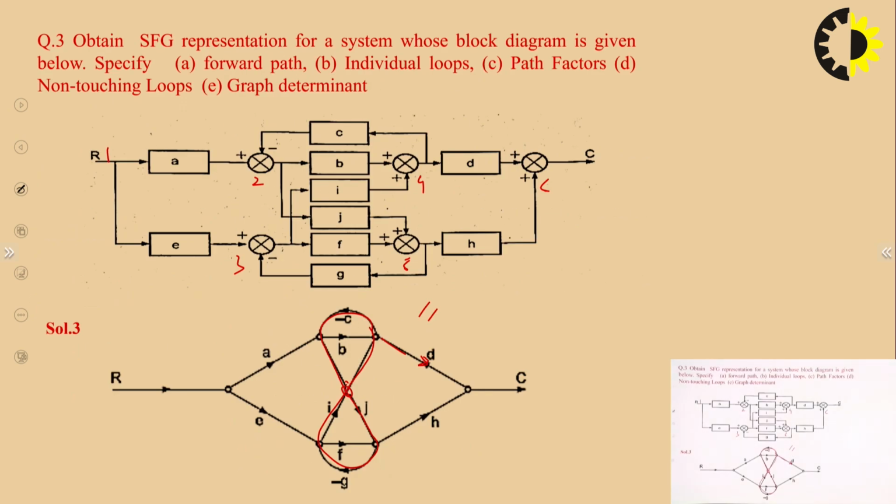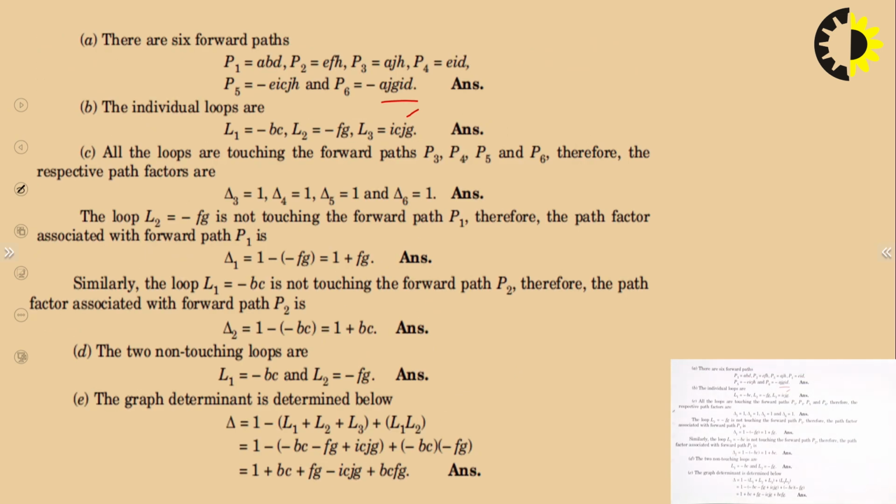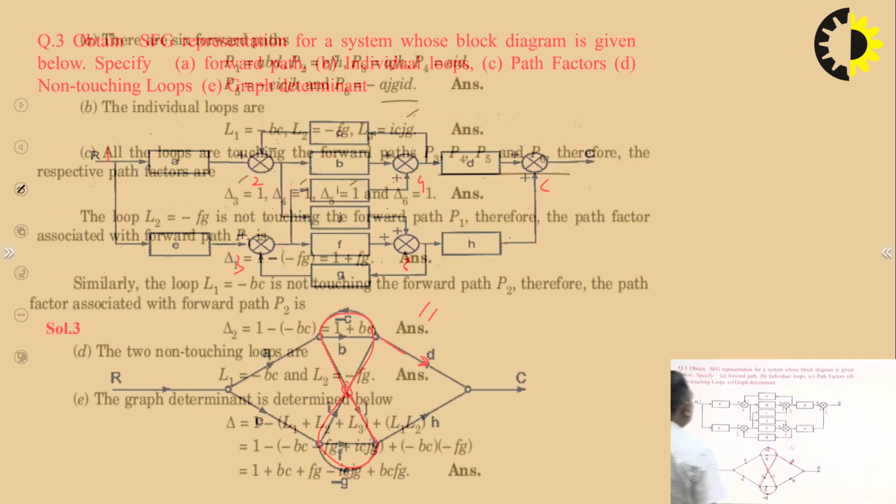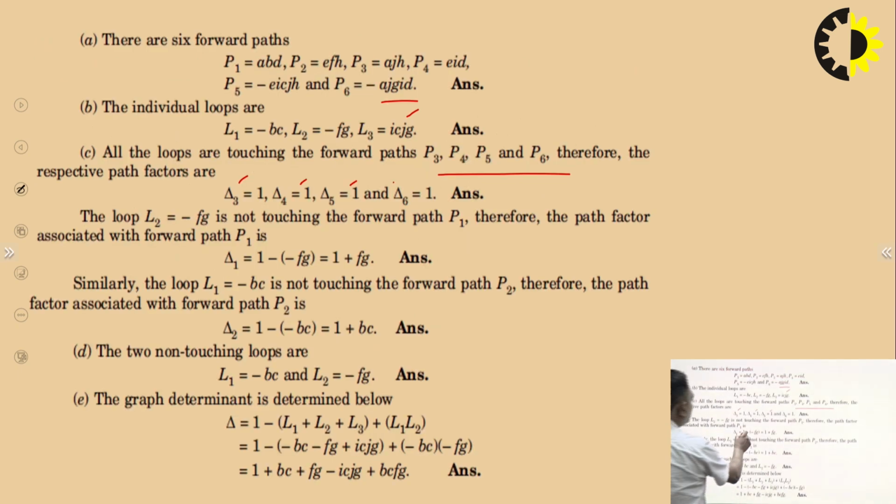All the loops are touching the forward paths P3, P4, P5 and P6. But what about P1 and P2? Correspondingly, delta 3, delta 4, delta 5 and delta 6 are 1, and for delta 1, you can see the forward path 1 is not touching this loop FG. So this will become 1 minus of minus FG, so it will become 1 plus FG.